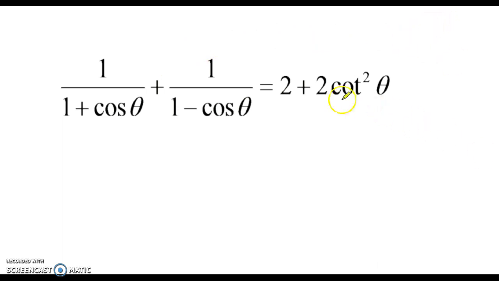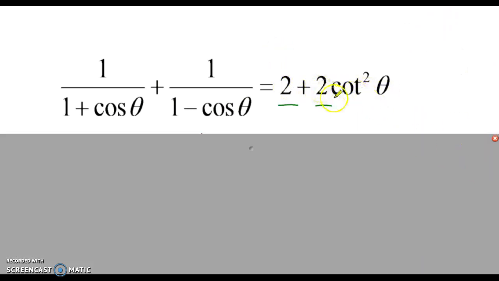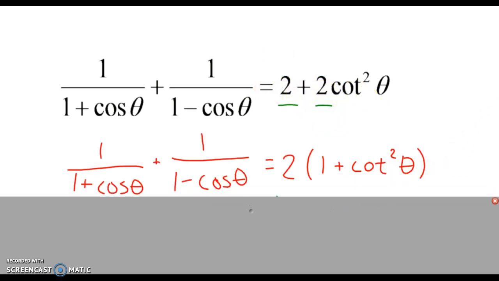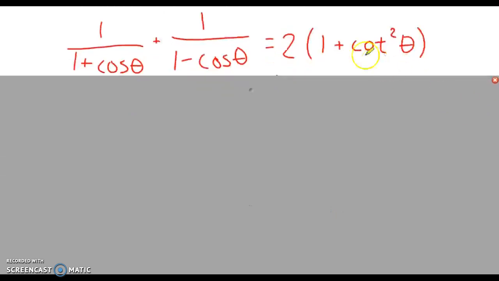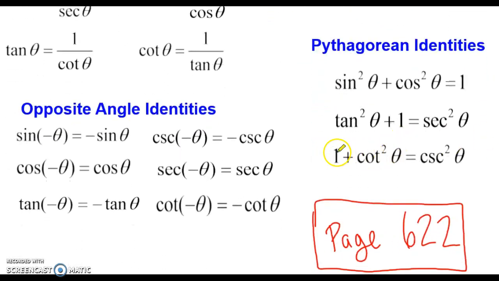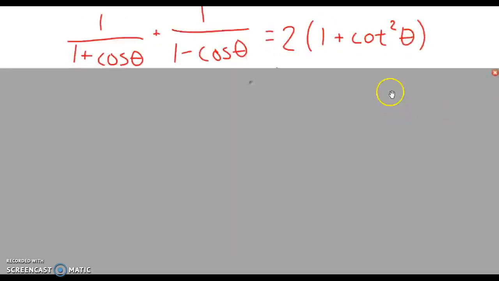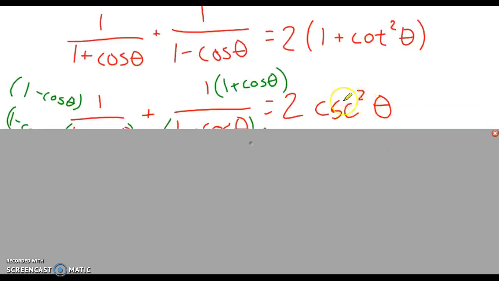So, what I'm going to do here is start by simplifying the right side. First thing I'm going to do is factor out this common factor of 2. So I factor out a 2 and I get the following. And then you'll notice that 1 plus cotangent squared is one of our lesser known identities. It's not the famous one, but it is another one of our trig identities. 1 plus cotangent squared theta is equal to cosecant squared theta. So that 1 plus cotangent squared theta is going to become a cosecant squared theta.